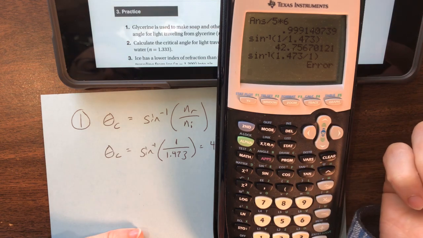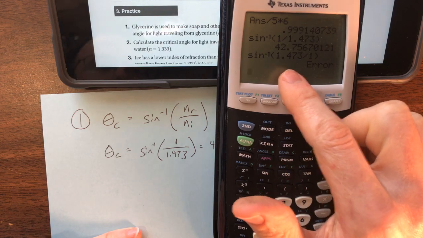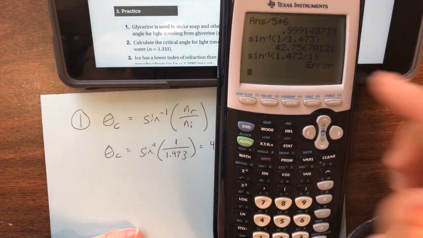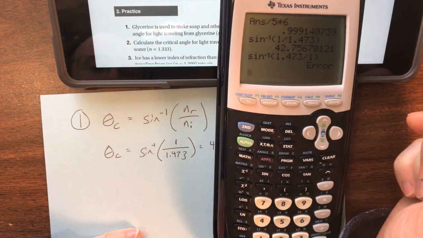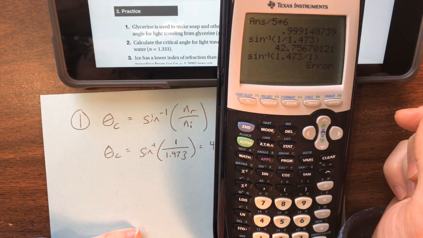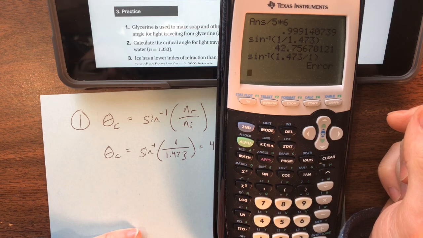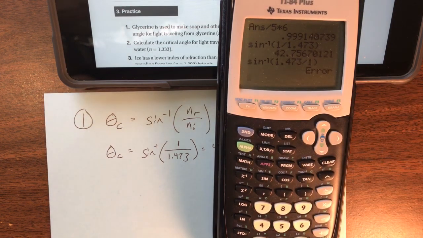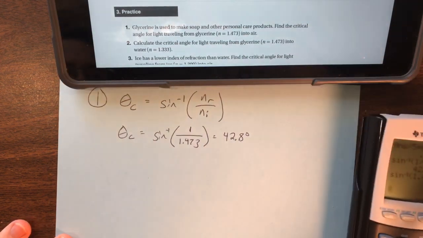And what would that mean? If you tried to calculate the critical angle for something where the bigger number's on top and the smaller number's on the bottom, you would simply have no critical angle. There would be no angle at which all of the light was internally reflected. So no possible angle. All right, that's what would be the case. Okay, so that's number 1.